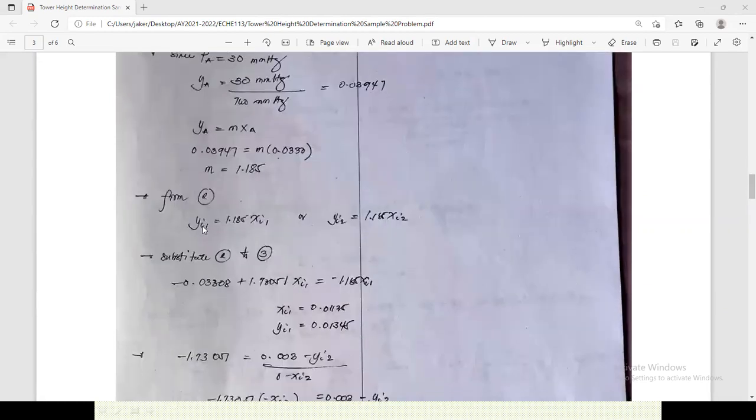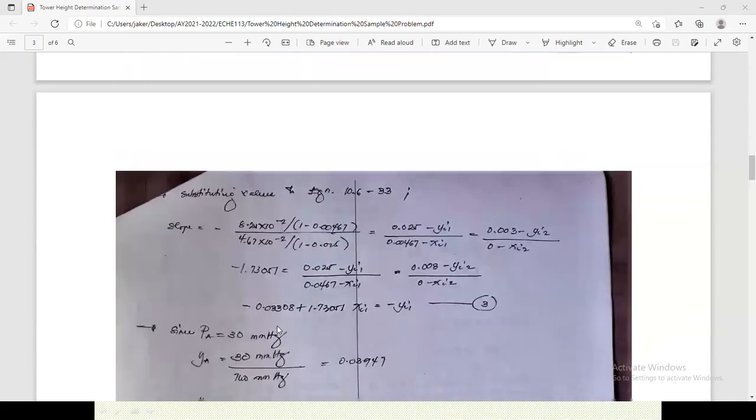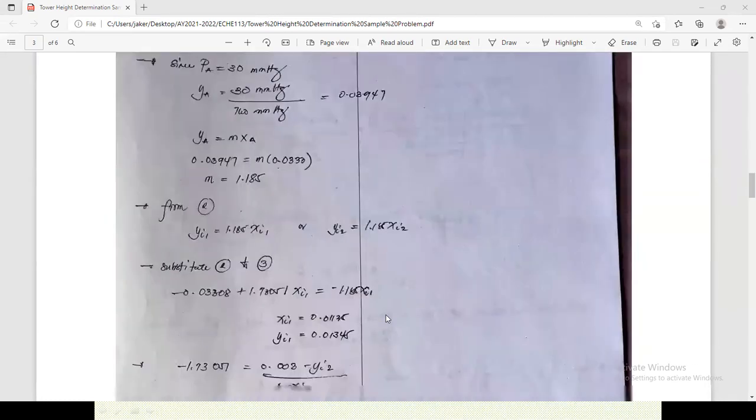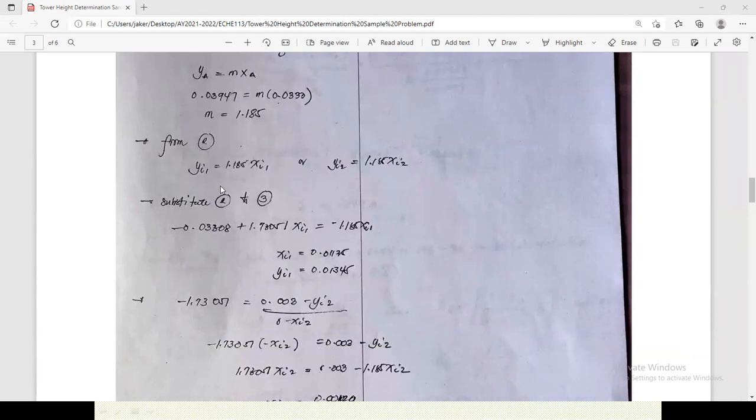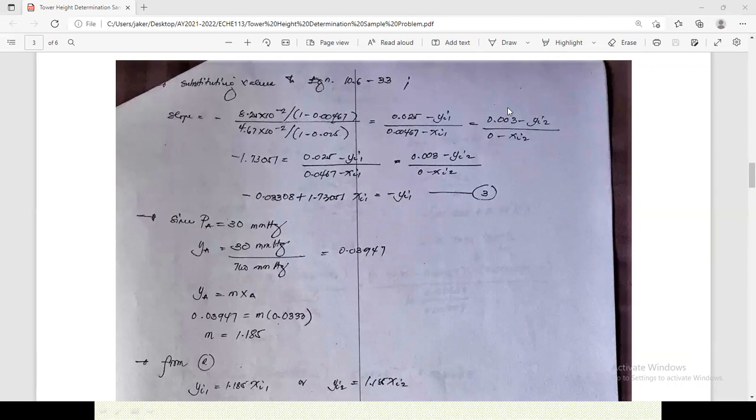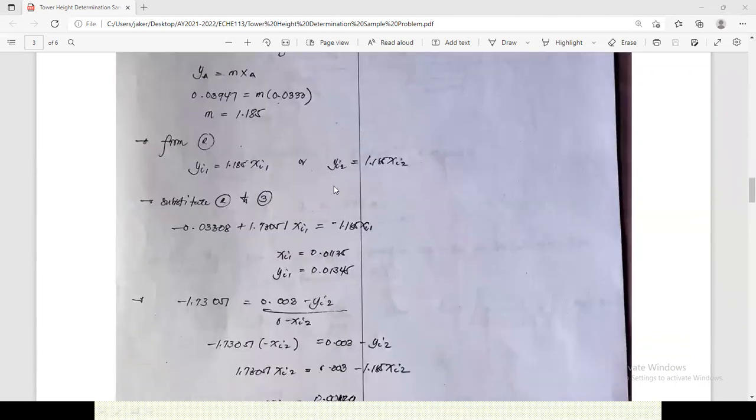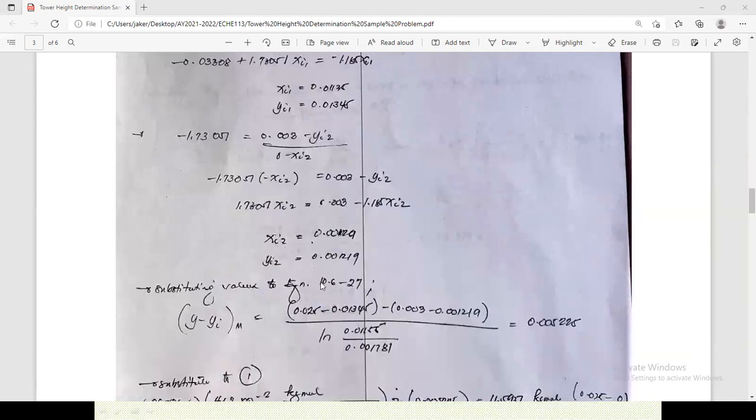This 1.185 could be used to any of these two equations relating xi1 to yi1 and xi2 to yi2. Now, since in equation 3 we need xi1 and yi1, we will use this. Solving the two equations simultaneously will help us solve this one. And for this, we will have the same equation, and we can solve for xi2 and yi2 also.